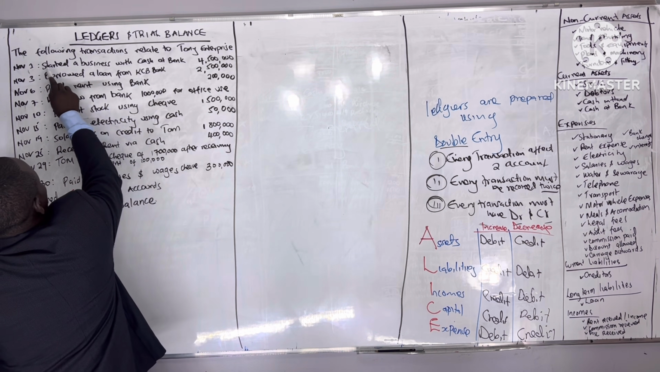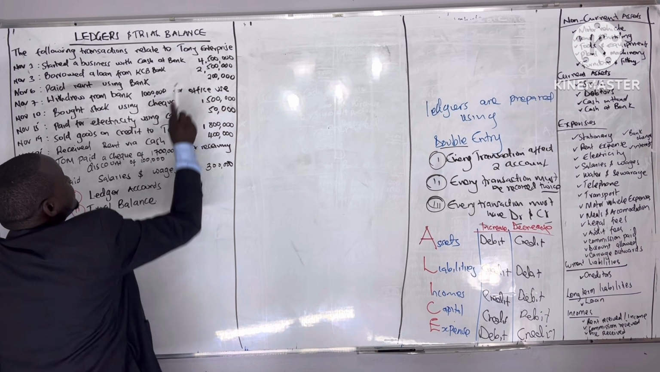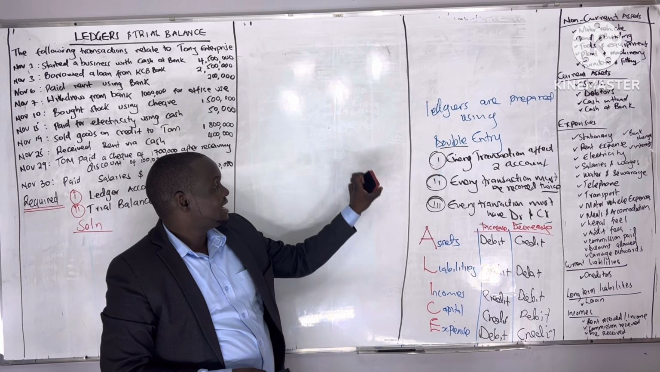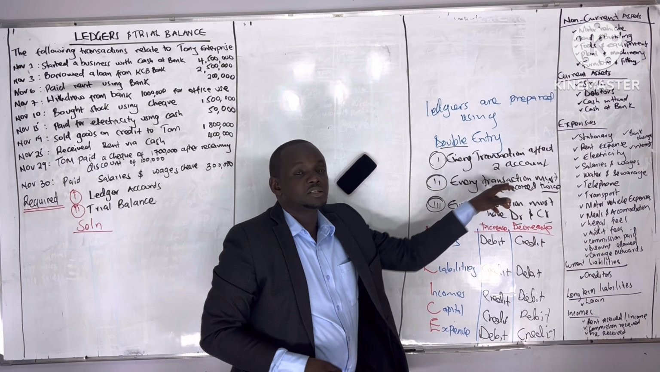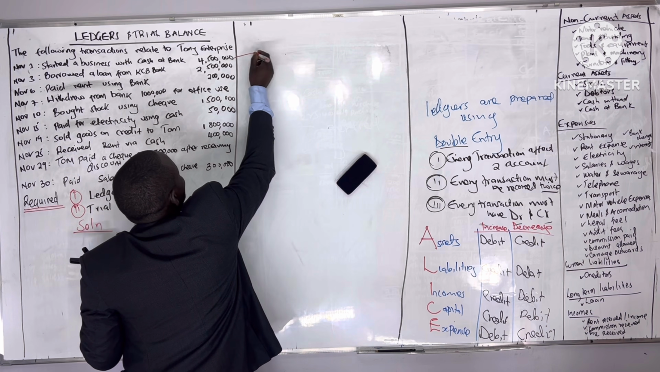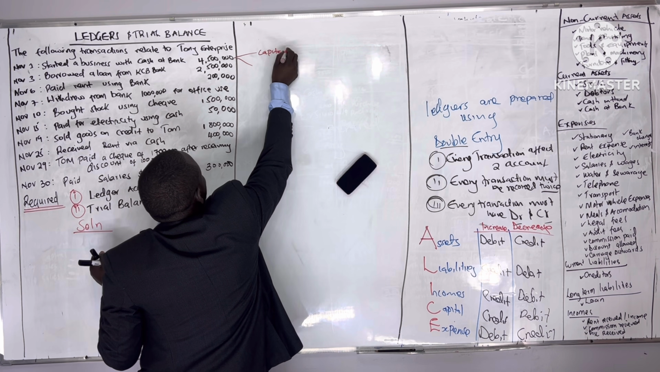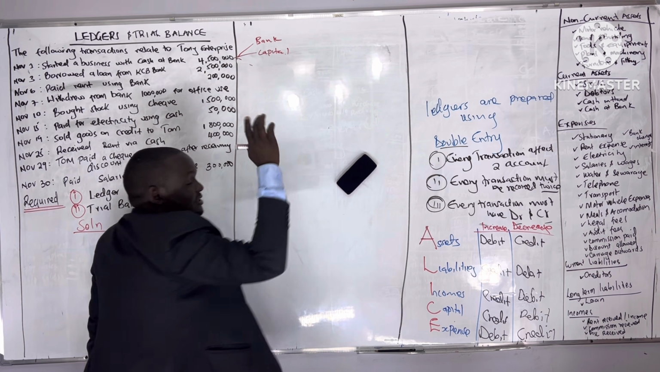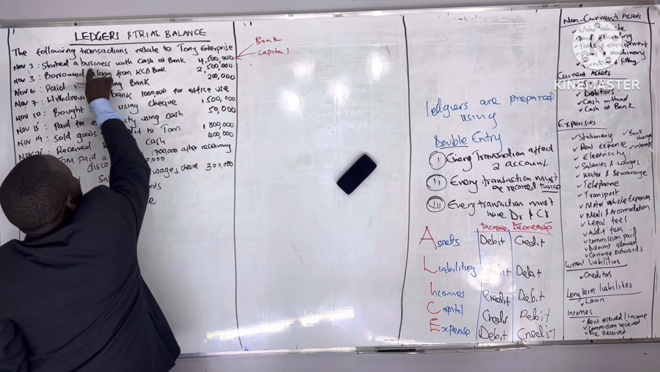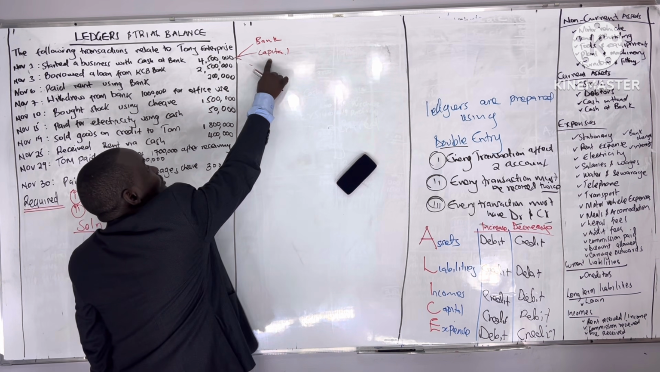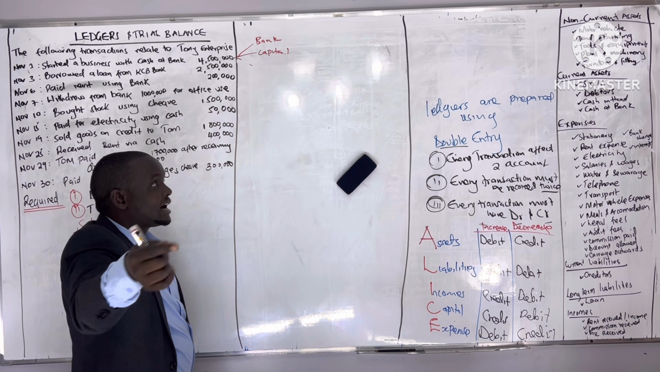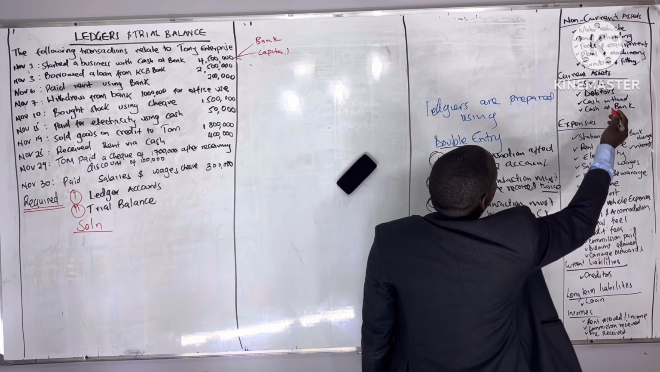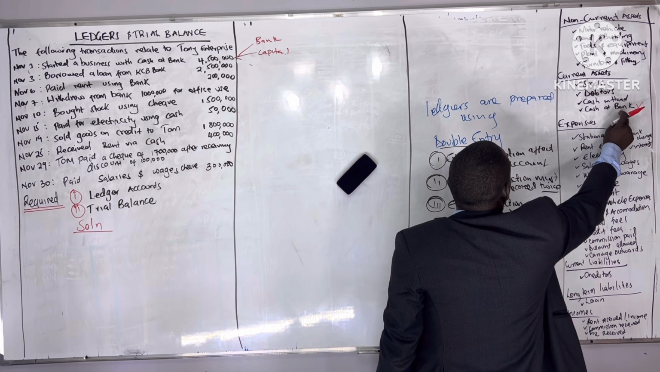The first one: started a business with cash at bank, 4.5 million. One thing you know of double entry, every transaction must affect two accounts. The two accounts being affected here are, one, capital, two, bank. Why? Because the money we use to start a business is called capital, and this capital is going to the bank account. Bank is under which category? Bank is a current asset.